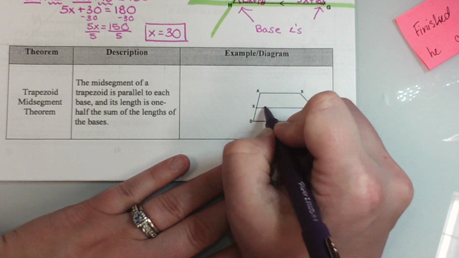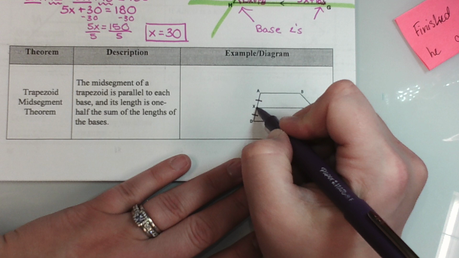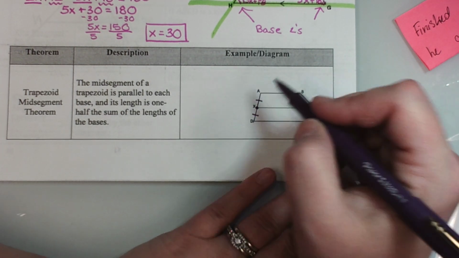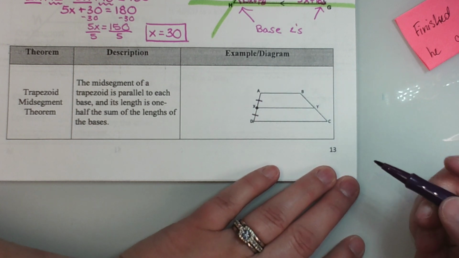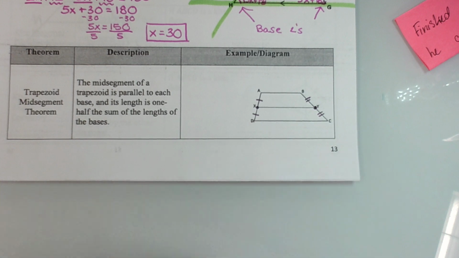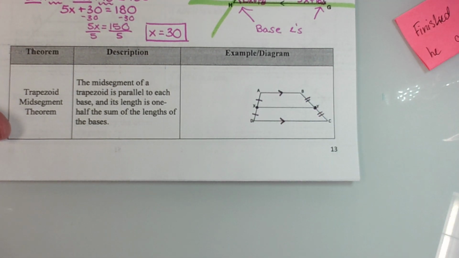So this is my mid-segment. And in order for it to be a mid-segment, that means this and this are congruent, because this has to be the midpoint. And it means this and this are congruent because this has to be the midpoint of that side. Now that's just what makes it a mid-segment. Now a mid-segment is parallel to the sides. In a trapezoid, these are naturally parallel. The mid-segment is also parallel.